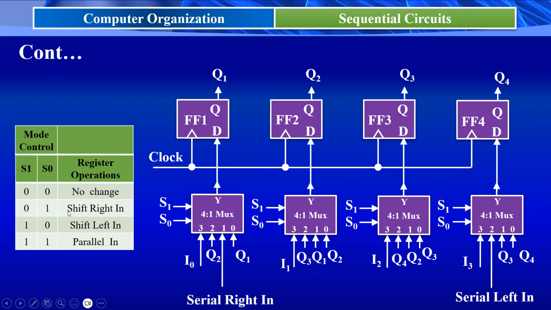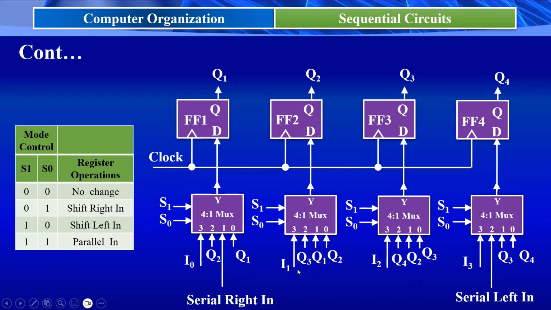If it is 0, 1, shift right. That means the data bits are moving from the most significant side to the least significant side. That's why here the first input is the right shift serial in data. And Q1 data is applied to here. So for the second, Q2 data is applied here. Q3 data is applied here. So from this, we take the output data. That is the shift right case.